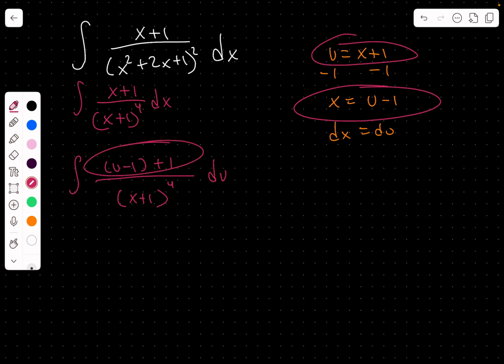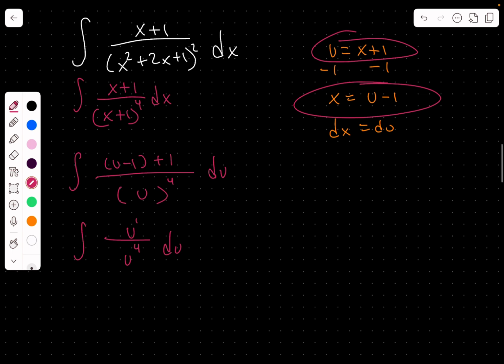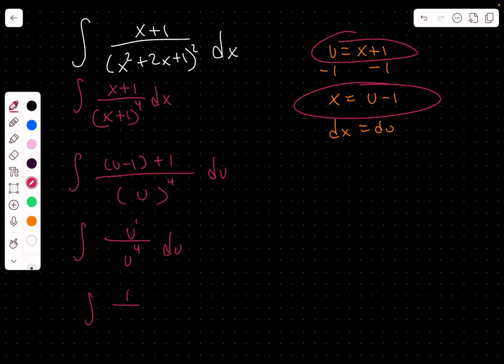Okay, we can simplify this numerator, so I'm going to simplify it. We just get u over u to the 4th du, and then this can be simplified even further, right? Because we have a multiplicity of 1, and then we have a multiplicity of 4. So we subtract those, and we get 1 over u to the 3rd power du, but this is not in proper form for integration, so we have to bring it to the numerator. So our integral is going to be u to the negative 3rd power du.